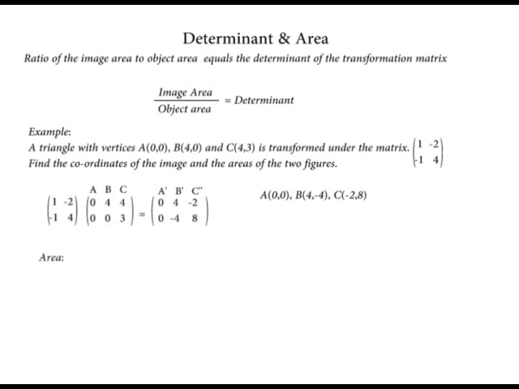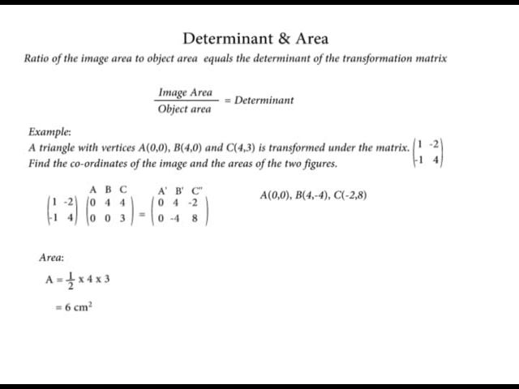Area of the object. The object is a right-angled triangle with AB and BC being perpendicular. AC is the hypotenuse. If you look at the coordinates, AB is equal to 4 units along the x-axis, BC is 3 units parallel to the y-axis. Therefore, area is equal to a half times 4 times 3, giving us 6 square units.